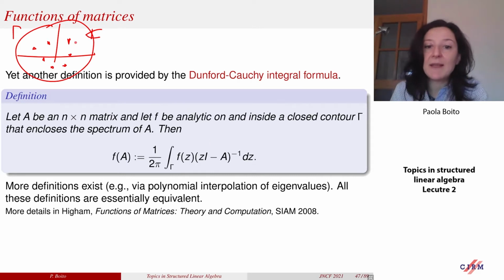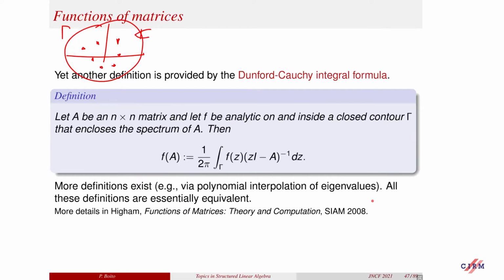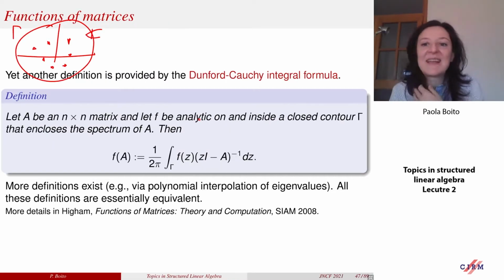So we want the eigenvalues to be in the interior of the region whose boundary is gamma. In this case, f of A is defined as 1 over 2 pi i times the integral over the contour gamma of f of z, (zI minus A) to the minus 1 dz. This is clearly a generalization of the usual Cauchy formula. If you suppose that A is diagonalizable, you can easily get an idea of how this works and why it is related to the definition we had before.